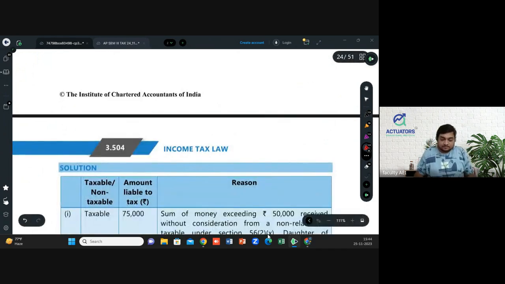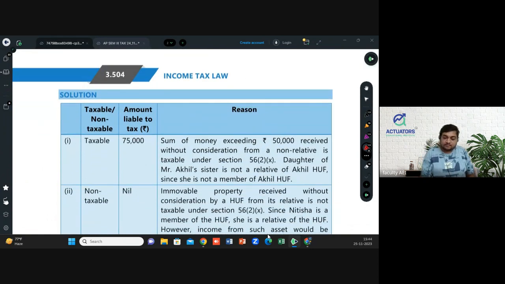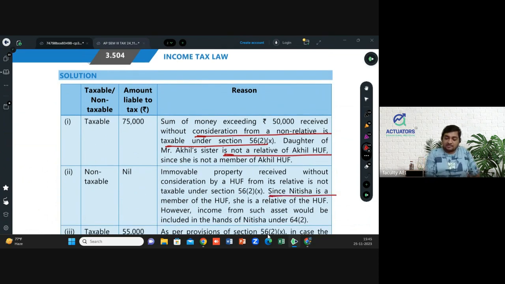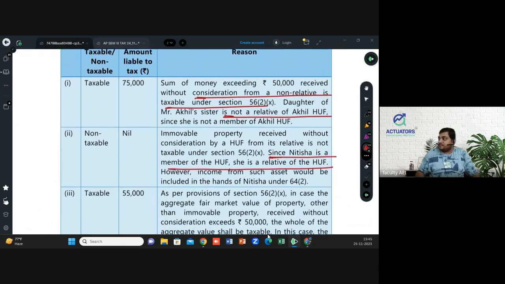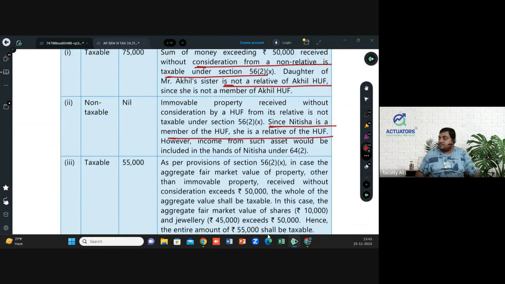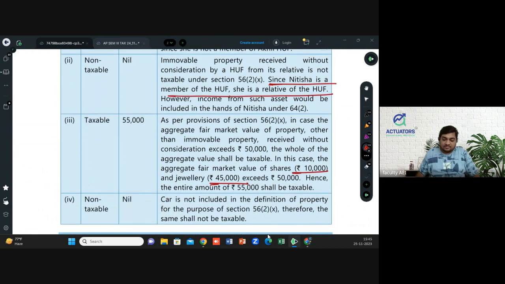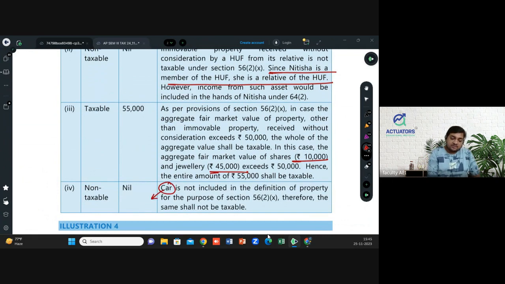देखो, दिस इज नॉन रिलेटिव. She is not a member. Only member is relative in case of HUF. Nitisha is a member. So this is non-taxable. Relative ho gaya na? Immovable property mein aggregate lete apan. So share ka 10,000, jewelry ka 45. Not a capital asset.